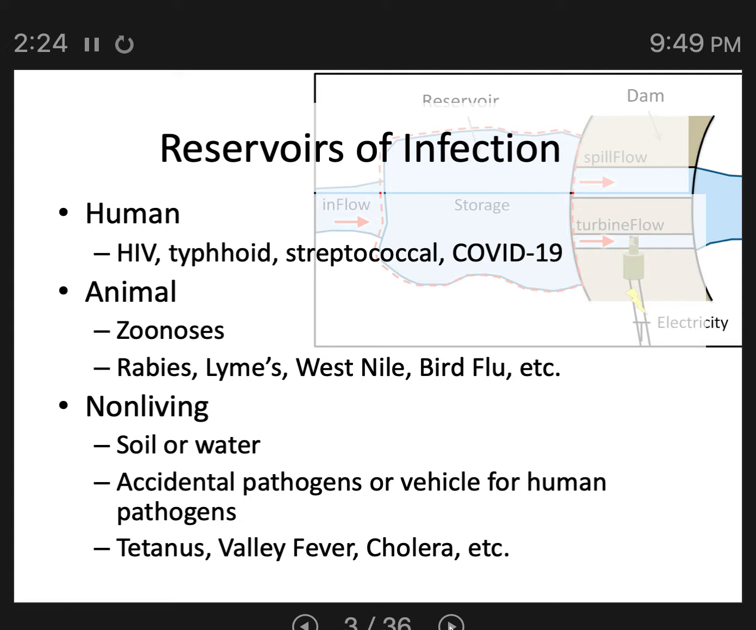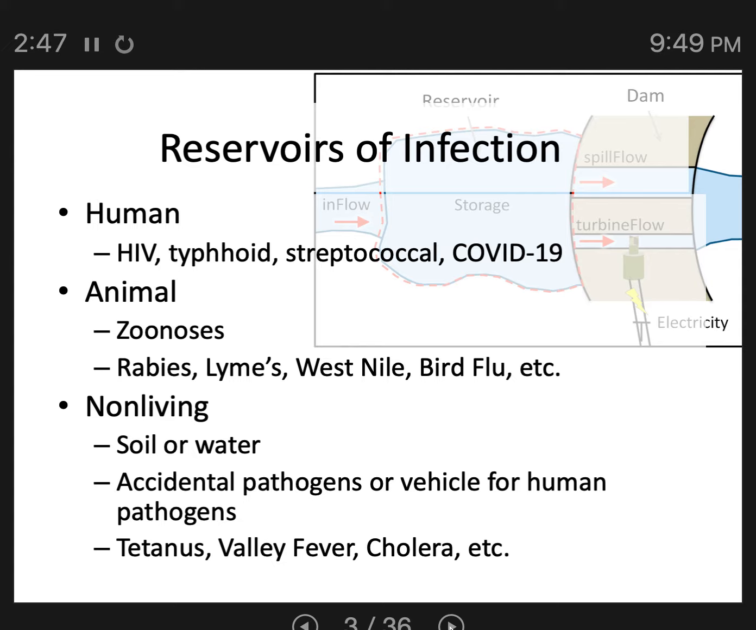Diseases that complete most of the life cycle in other animals, or which more commonly affect another species of animal but can be transmitted to humans, those we call zoonoses. So examples would be rabies, Lyme disease, West Nile virus, bird flu. Those are all diseases or pathogens that have an animal reservoir. So we call them zoonoses.